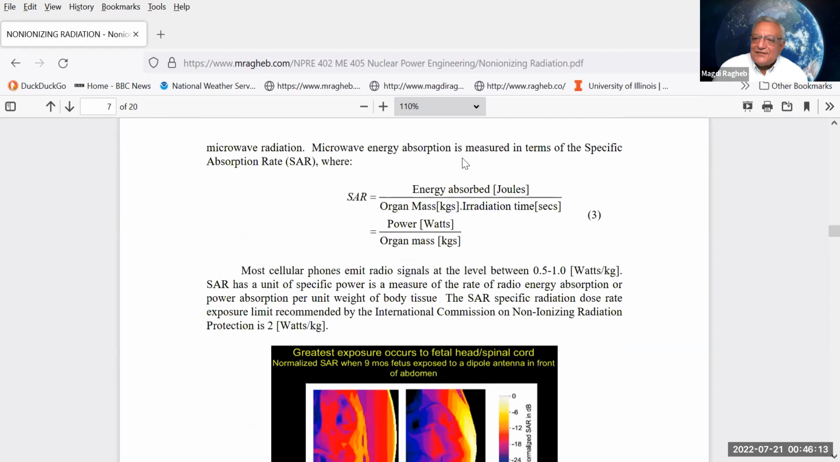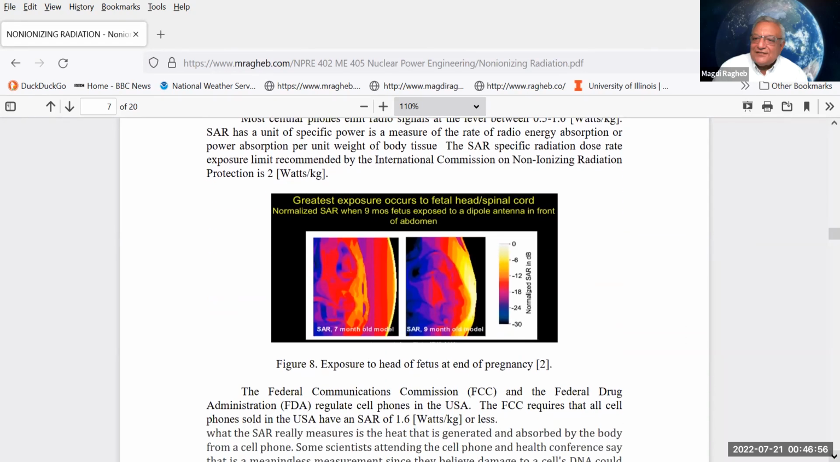In the United States, there is a fear about microwave energy absorption. Well, if it cooks food in your microwave oven, if you place your phone close to your ears, definitely it's affecting the ear, the eyes, and even the brain. So in the United States, there is a standard that we should all know about, called the specific absorption rate, which is the energy absorbed in joules divided by the organ mass, whether the ear, the eye, or the brain, divided by the irradiation time. So it has units of power per kilogram, or the power that the instrument is using in terms of the microwave spectrum per kilogram of the organ.